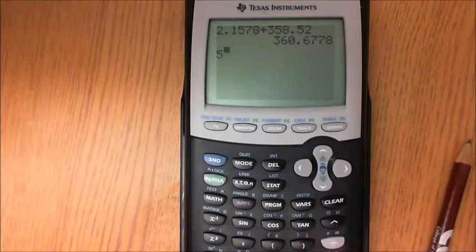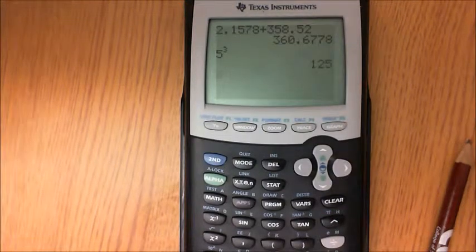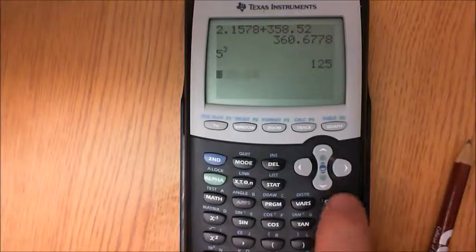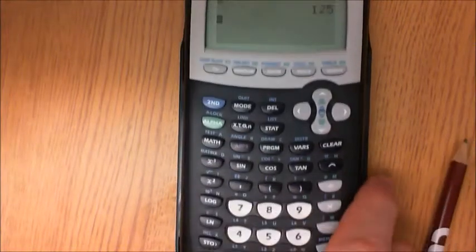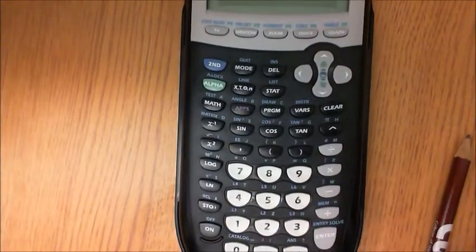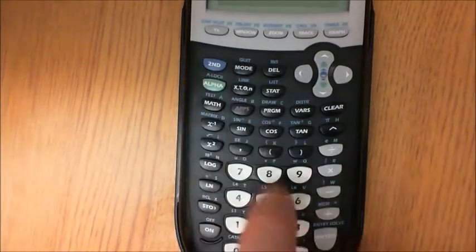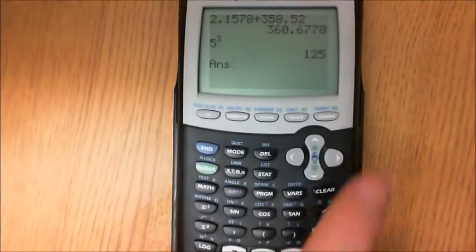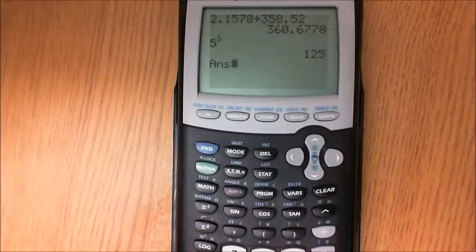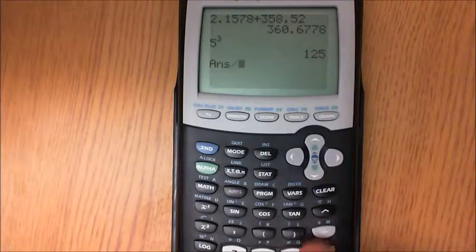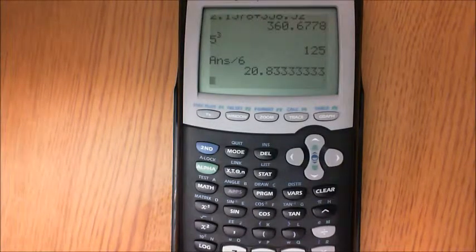like 5 to the third power, and I found that's 125, and now I need to divide that by 6. Instead of having to type 125 divided by 6, what I can do is just come down and choose the answer key. So down here, ANS, I push second, ANS. Now that word answer comes in, and that's actually taking the place of, it really just means 125. So if I do that divided by 6, this will give me 125 divided by 6.